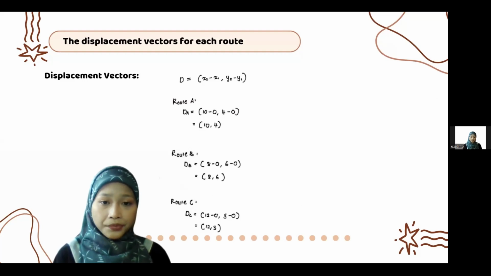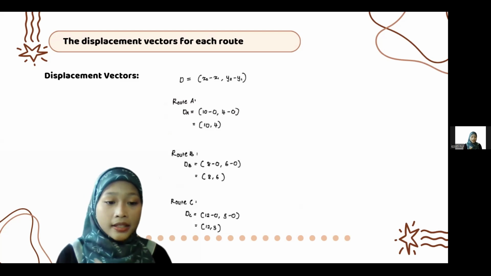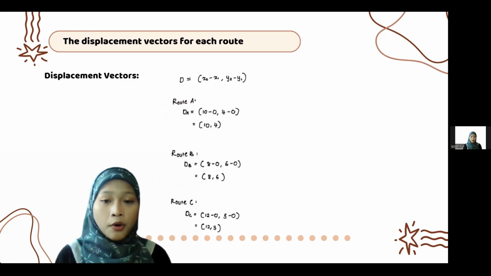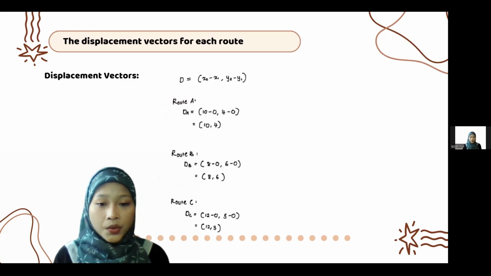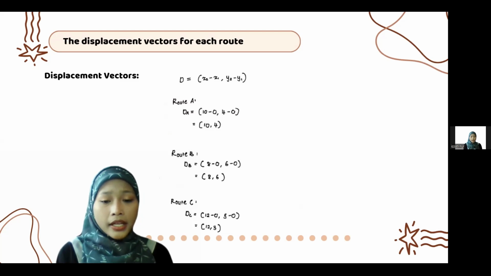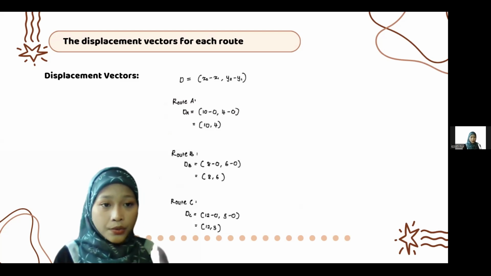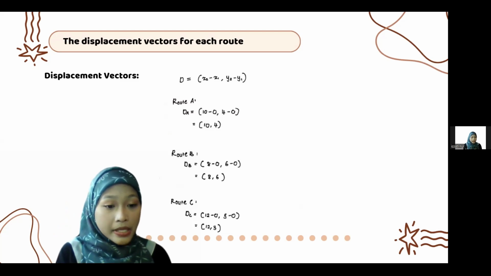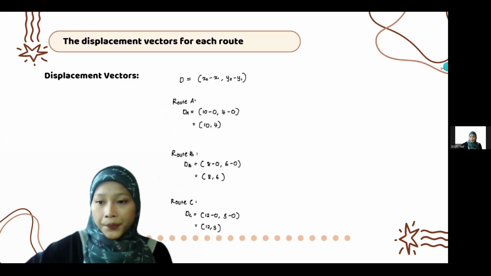So for route A, we will find the displacement vector of it, which is 10 minus 0 and 4 minus 0, so the displacement vector for route A is (10, 4). Same goes for route B. Use the coordinates for route B, which is 8 minus 0 and 6 minus 0, so the displacement vector for route B is (8, 6). And for route C, we'll do 12 minus 0 and 3 minus 0, so the displacement vector is (12, 3).